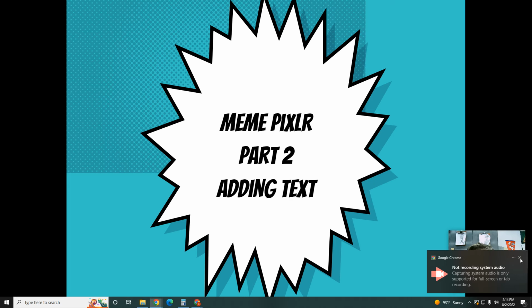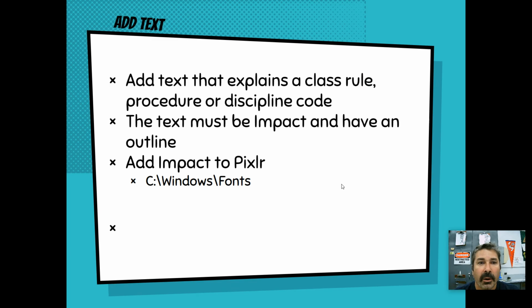Ladies and gentlemen and raster designers, we're going to do the meme in Pixlr part 2. We're going to add our meme text. All right, so add text that explains a class rule, procedure, or discipline code. The text must be using the font Impact and have a black outline.